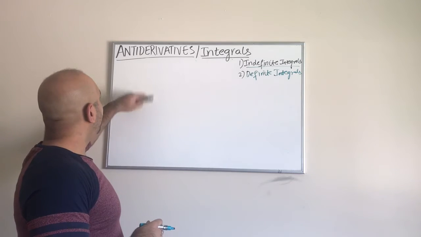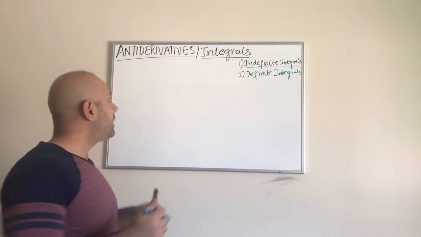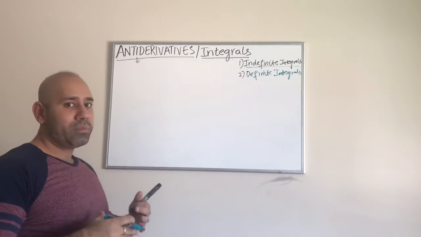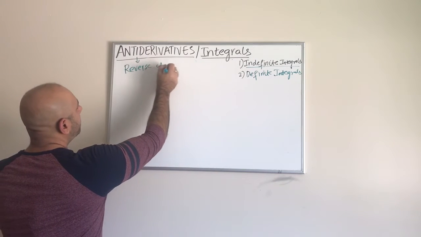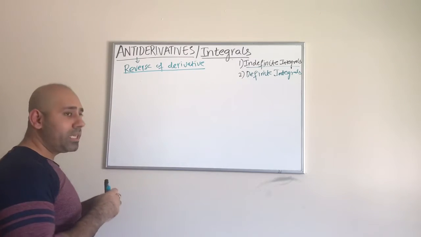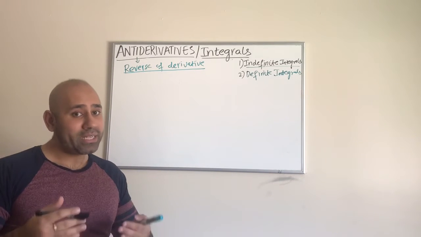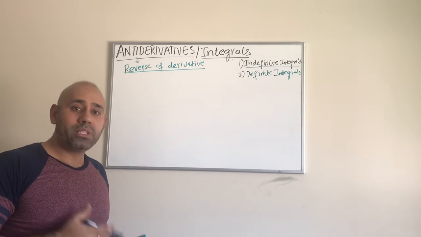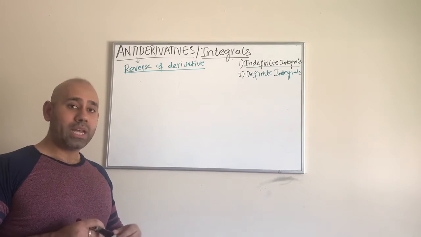In order to understand these antiderivatives, the indefinite integrals, first I'm going to say what this actually means in terms of the derivatives. It is the reverse of derivative. What does that mean? I'm going to illustrate that with some examples, and from there we will be able to see a pattern and deduce the power rule. Like we have a power rule for derivatives, similarly we have a power rule for antiderivatives or integrals, so we'll be able to deduce that as well.